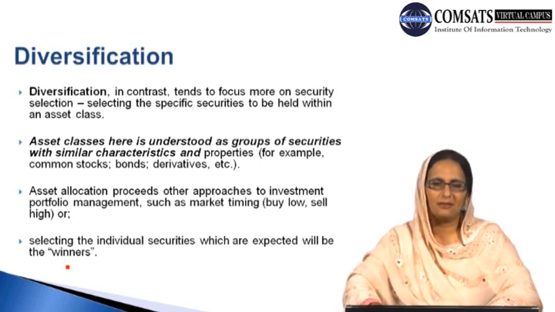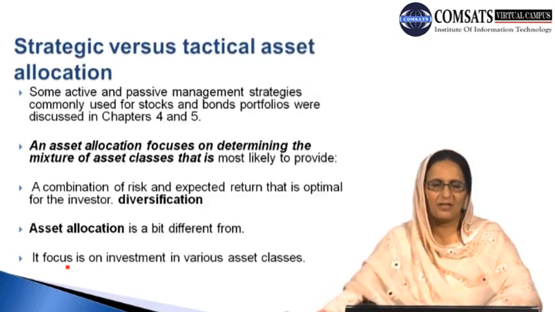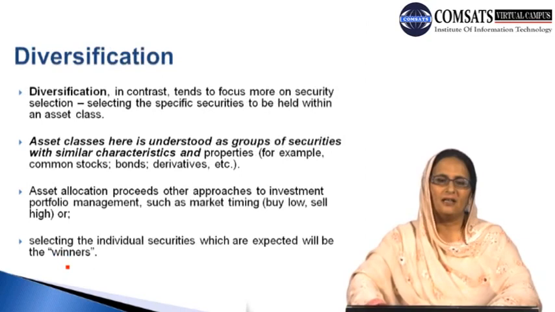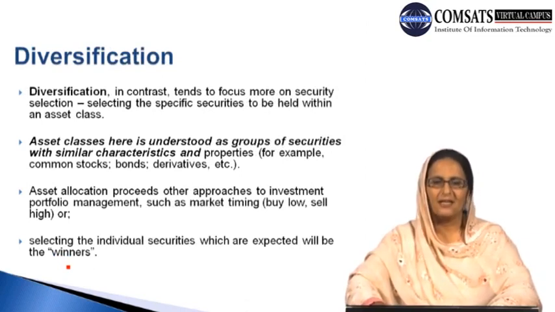And then we have the concept of diversification, which we have previously discussed. In contrast, diversification tends to focus more on security selection, selecting the specific securities to be held within an asset class. So what is the difference between them? Asset allocation focuses on investment in various asset classes, and diversification focuses on selecting the specific securities to be held within a particular asset class.